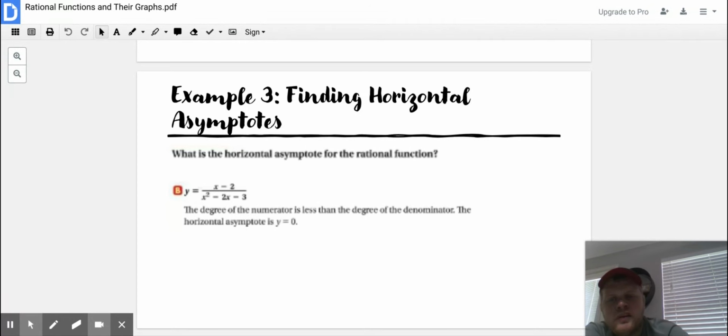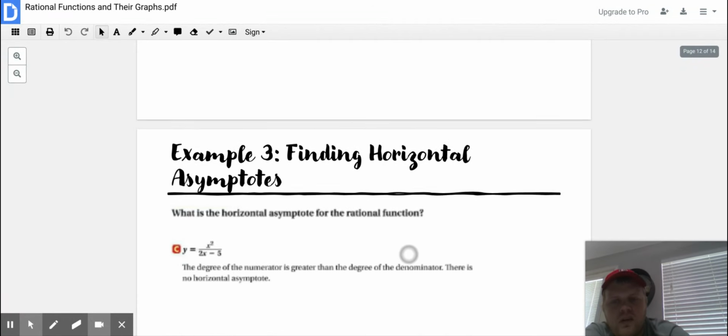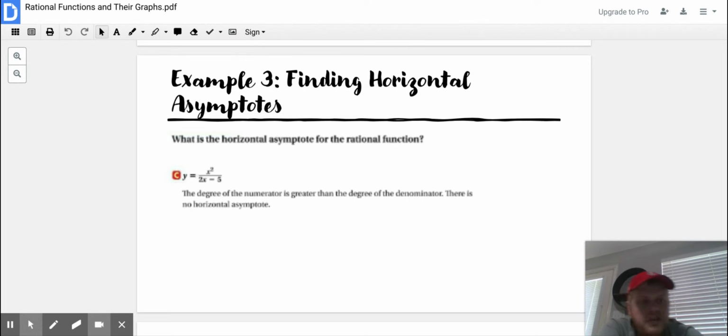Okay. Last one here. So in this example here, we saw where they were equal. We saw where the denominator was bigger. Now in this example, we see where the numerator is bigger. So again, we're not looking at the coefficients. We're looking at the degree. So in letter C here, this degree is 2. On the denominator here, it's 1. So since the degree in the numerator is greater than the degree of the denominator, there are no horizontal asymptotes.